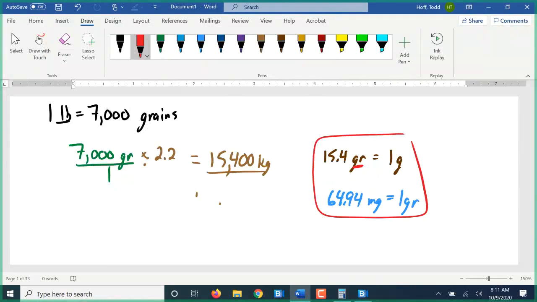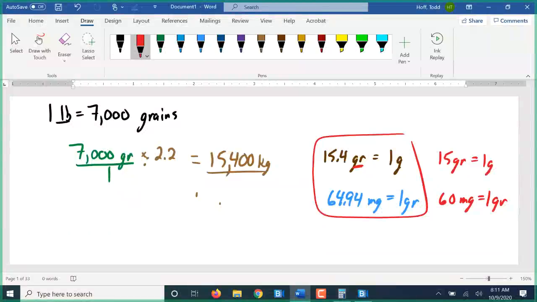done in most medical applications, they've adopted that 15 grains is 1 gram. And I don't know why they didn't use 65 milligrams, but in most cases they've rounded it down to 60 milligrams equals 1 grain.